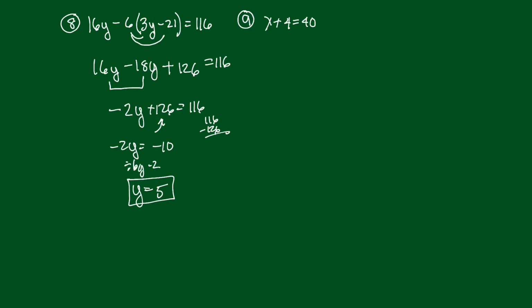This number 9 looks suspiciously simple. After the ones that we've been doing, we end up with this. Well, let's just do it. So all I'm going to do is subtract 4. So the plan is to subtract 4, and I'll get x equals 36.